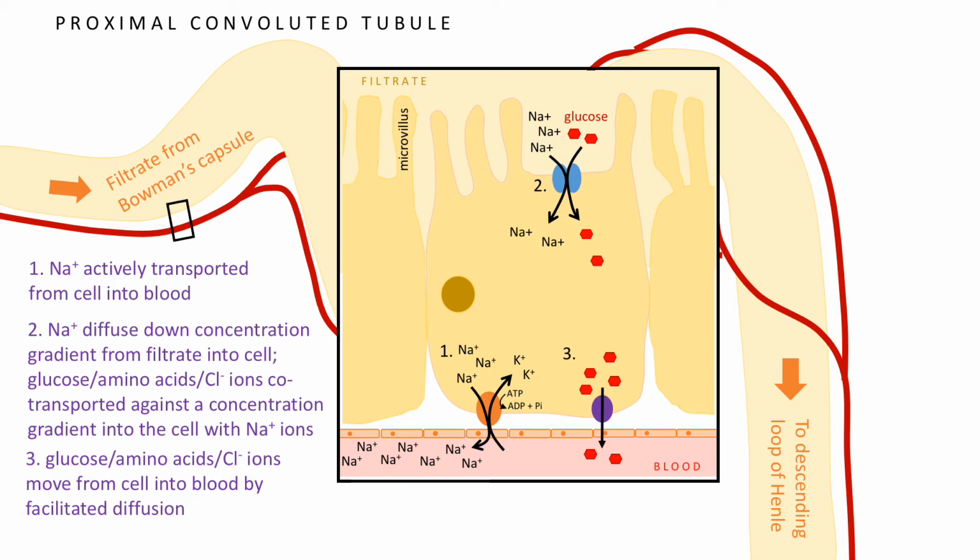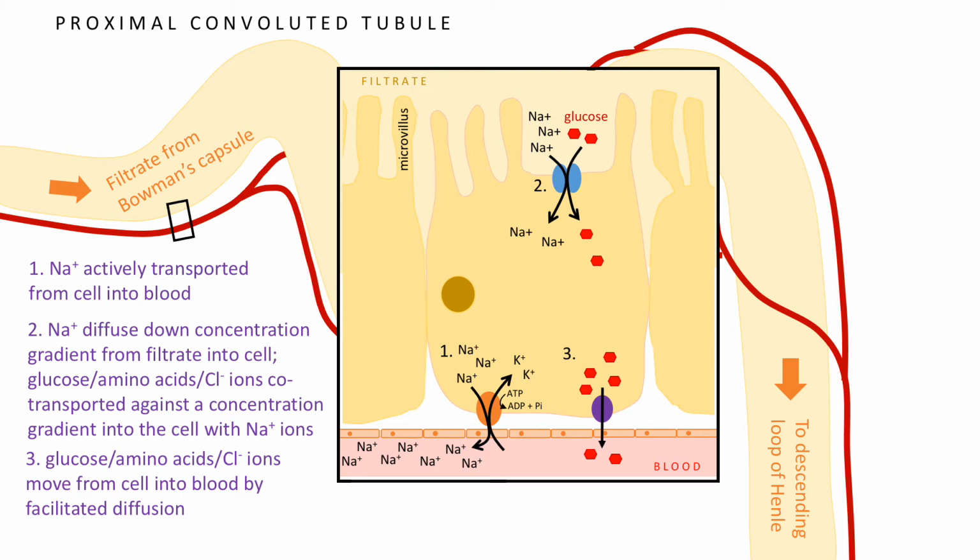And this should be familiar from the digestion topic and the way that glucose and amino acids are absorbed from the ileum into the blood. Notice that these cells have microvilli. Obviously, they increase the surface area over which absorption can occur.